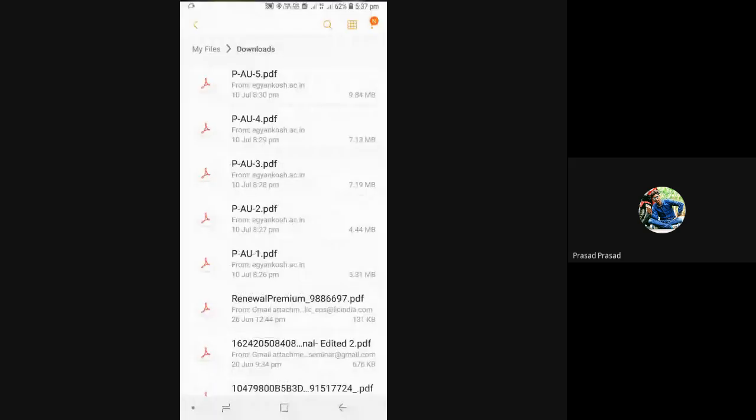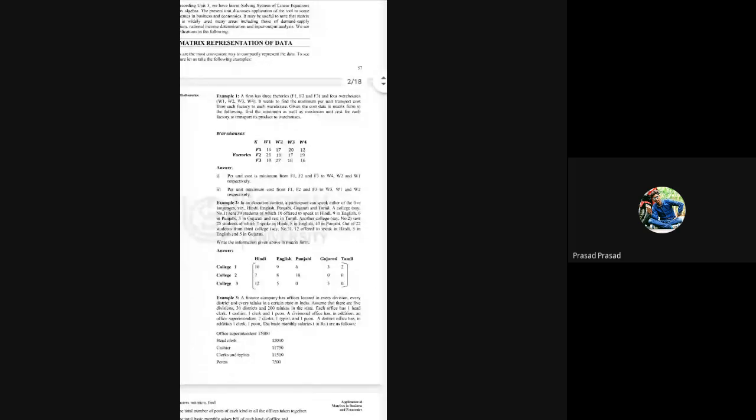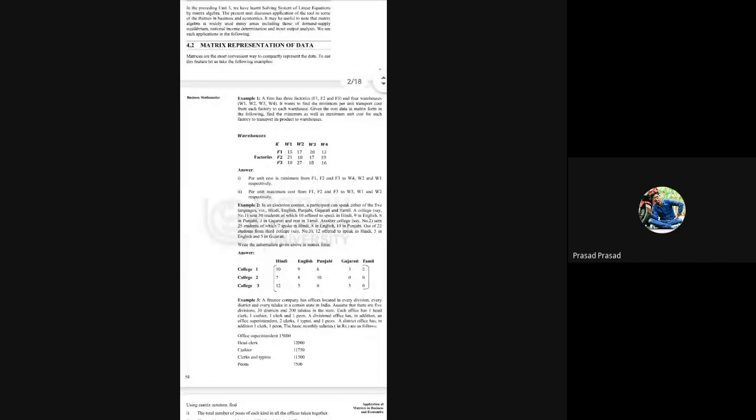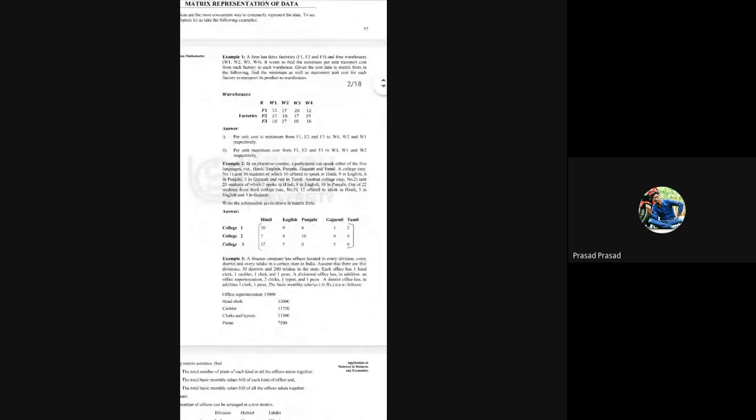Then come to the fourth one. So how is it applied? In many cases, matrices are applied for calculating the minimum cost per unit. Some examples are given of how it is arranged and how the costs are calculated. And here some examples are given.